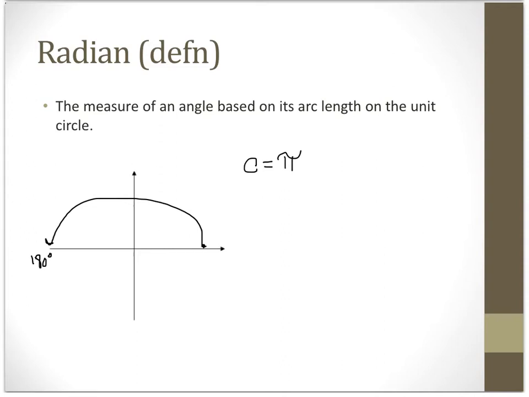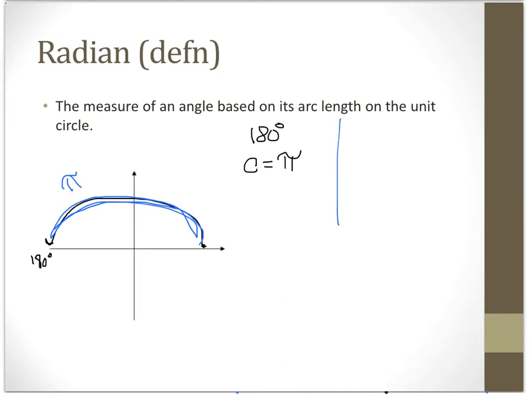Okay, so that means if I rotate 180 degrees, what was the actual circumference or arc length? That was pi. So that means this distance right here is equal to pi. It's a 180 degree rotation, but it's 3.14 units long.